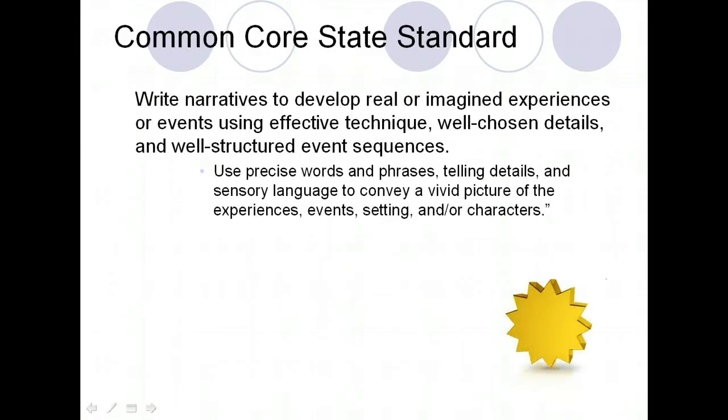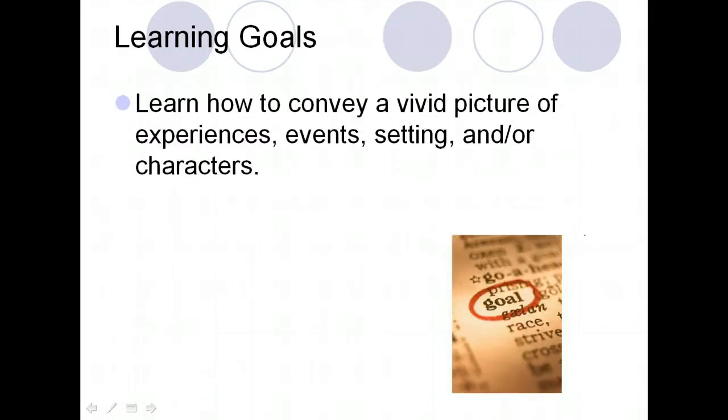We will be covering the core standards in writing: write narratives to develop real or imagined experiences or events, using effective technique, well-chosen details, and well-structured event sequences. Use precise words and phrases, telling details, and sensory language to convey a vivid picture of the experiences, events, setting, and/or characters. This session's goals are to learn how to convey a vivid picture of experiences, events, setting, and/or characters.